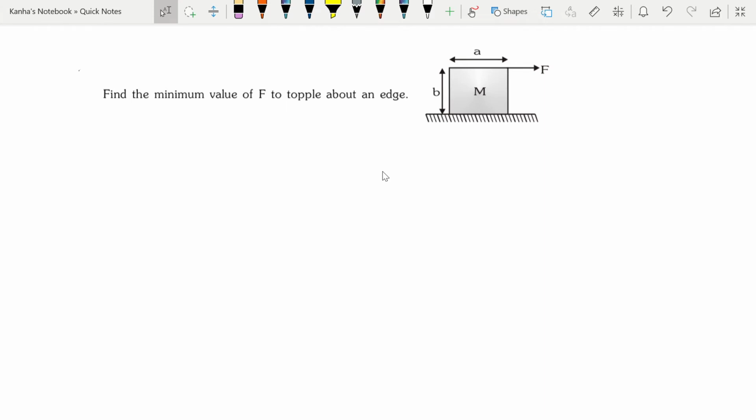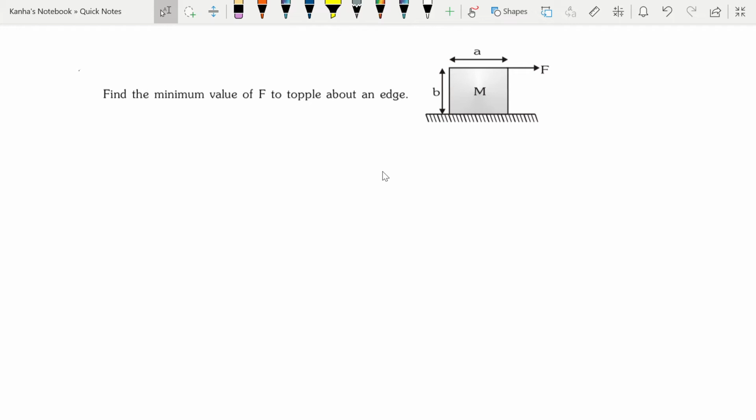Let's now take a look at a quick example to learn what toppling really means. A question is given in front of you. You are supposed to find the minimum value of F for this object to topple about an edge. Toppling questions generally come in the examinations quite often, and toppling can happen by various things.